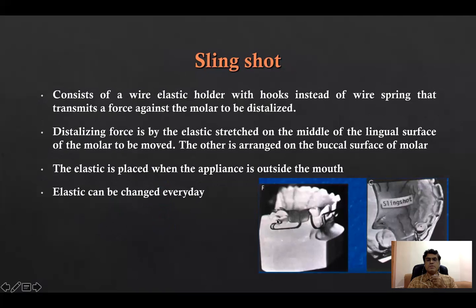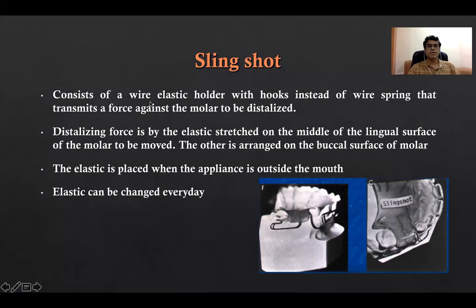Slingshot: this is the design of this slingshot. It consists of a wire elastic holder with hooks instead of wire spring that transmits a force against the molar to be distalized. The distalizing force is by the elastic stretched on the middle of the lingual surface of the molar to be moved. The other is arranged on the buccal surface of the molar. The elastic is placed when the appliance is outside the mouth.